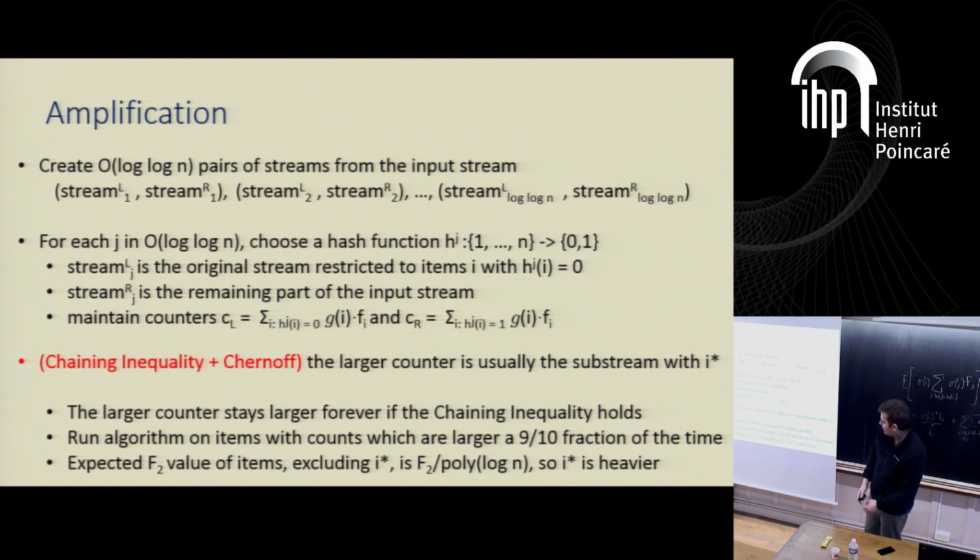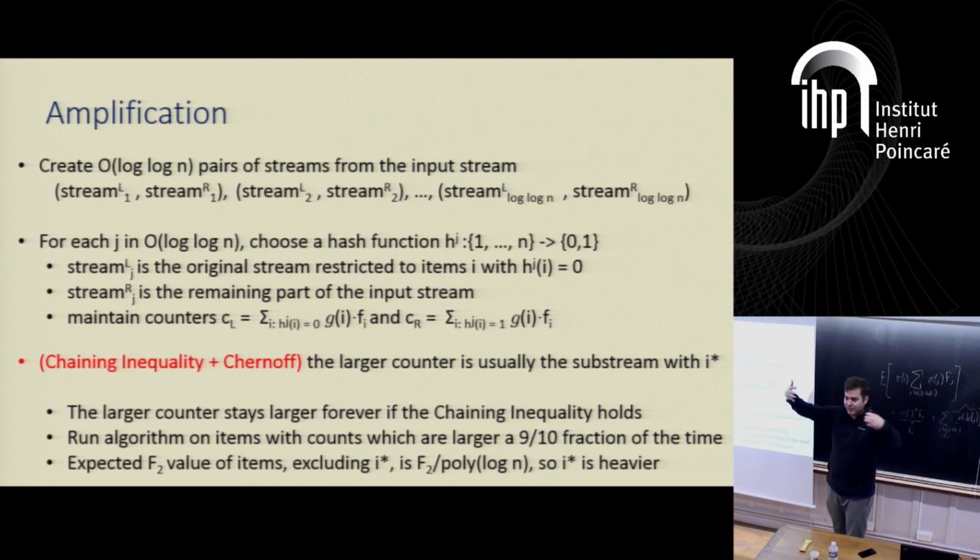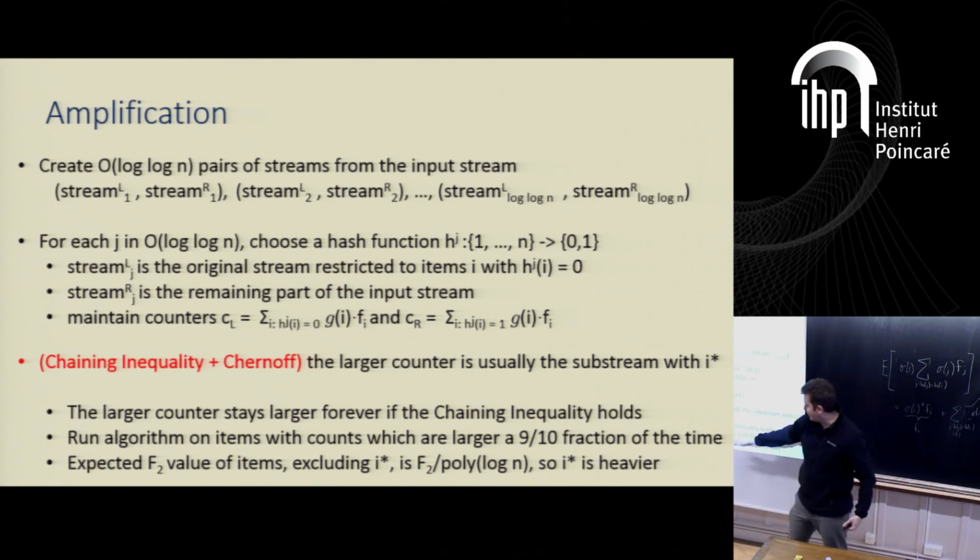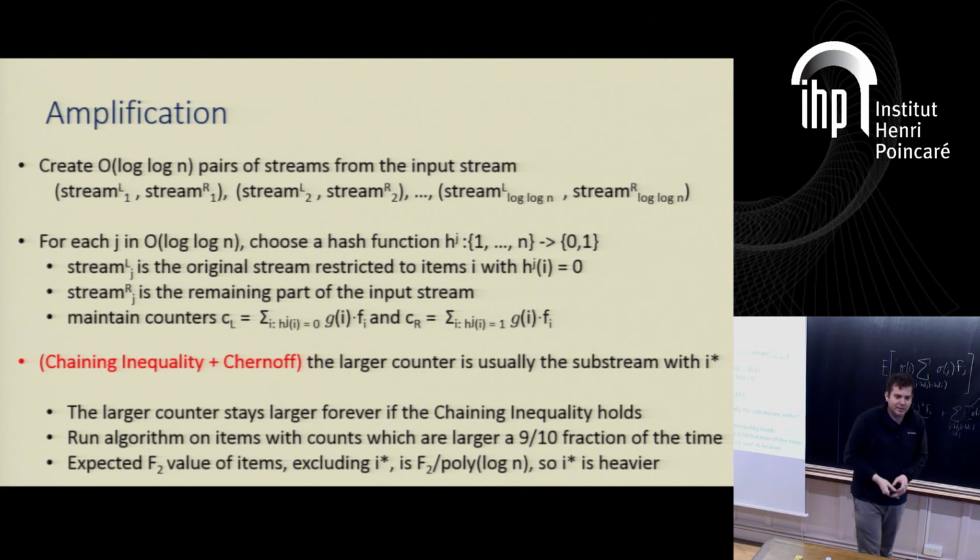OK, so what that does is if we only run it on the items that agree with these larger counts, then the expected f2 value of those items is now f2 over polylog n. Right, because we have log n repetitions, a 1 over polylog n fraction are going to be left in the stream with the heavy hitter. So their f2 value goes down, but the heavy hitter is still there. So it effectively is now heavier. Because the f2 of everything else is smaller, but it stayed the same. So now it's polylog n heavy. OK, so that's the idea here.